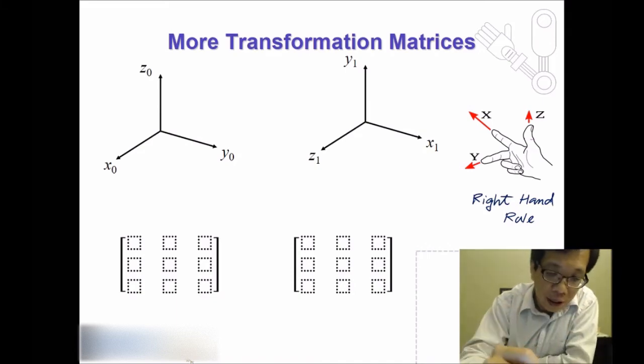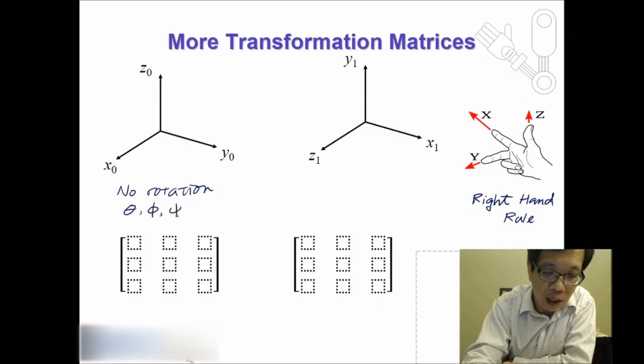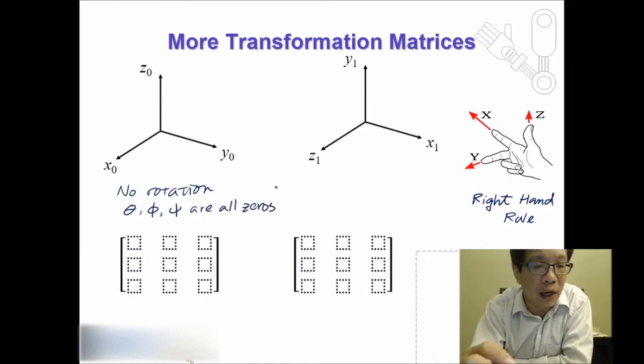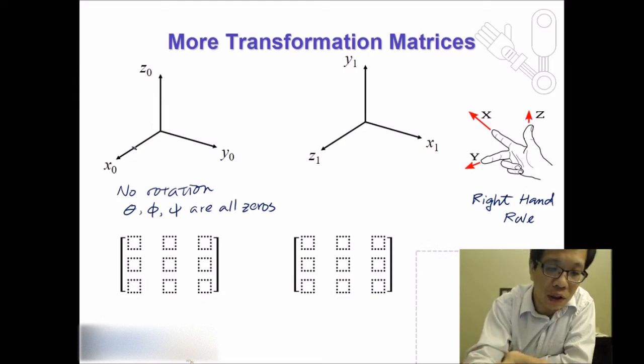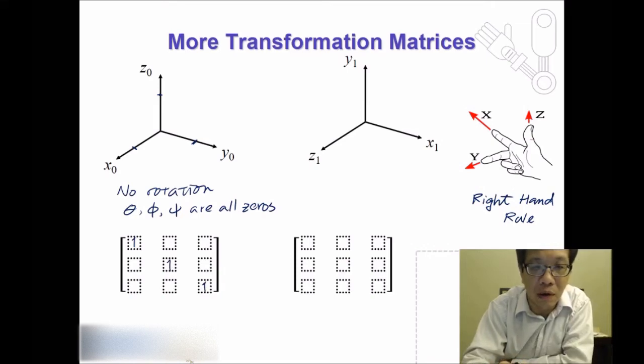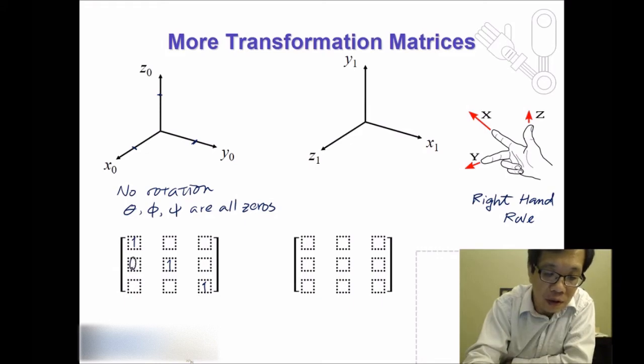So if we do not have any rotation, which means theta, phi, and psi are all zeros, it is clear that the unit vectors are certainly along the x0 direction, y0 direction, and z0 direction. So we put one over here, one over here, and one over here. Those three ones are our unit directions, unit vectors. The other components we can just fill with zeros.